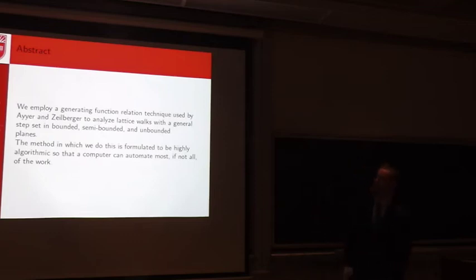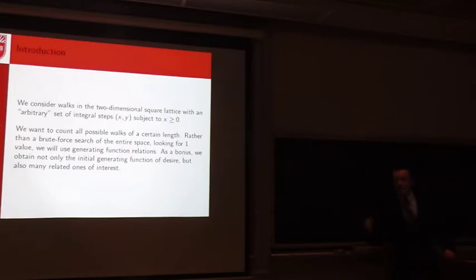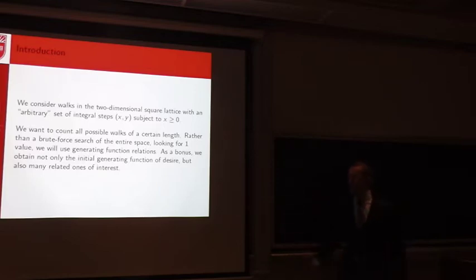in a plane. Any sort of discrete walks you have in a plane. And it was done in such a way to be highly algorithmic so a computer can do a lot of the work for us. So, looking in the two-dimensional square lattice, and we have a set of steps, and we're not taking steps to the left. All of our steps are going to the right or up or are vertical.